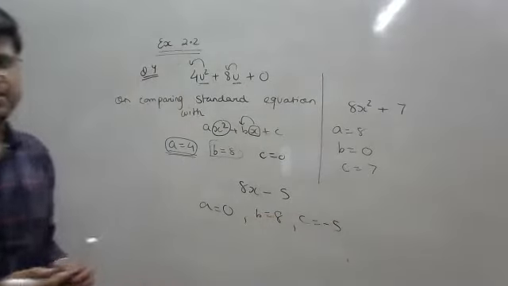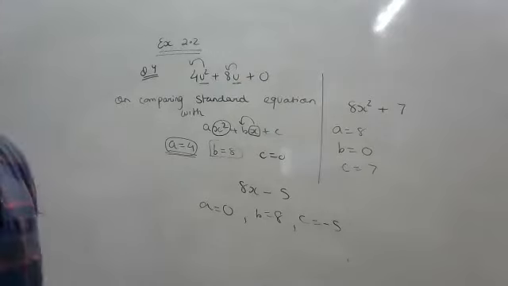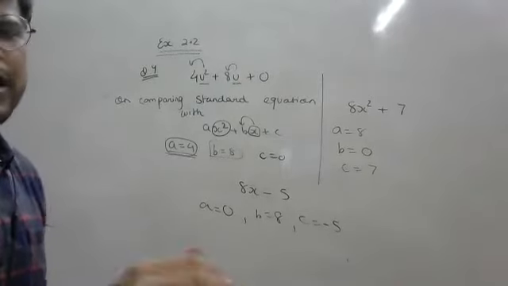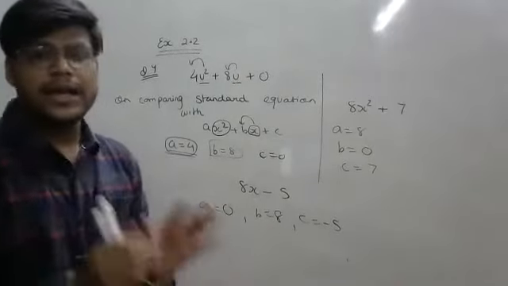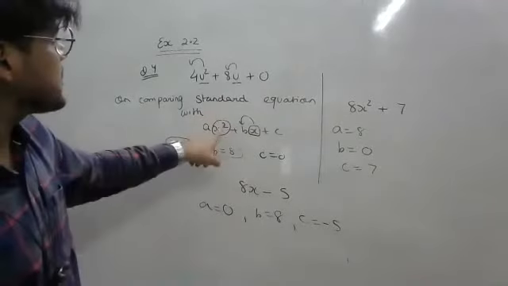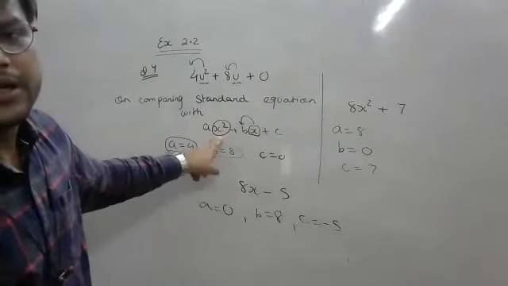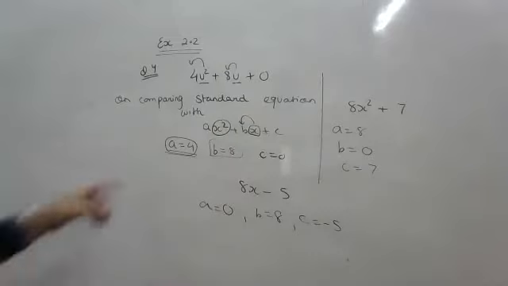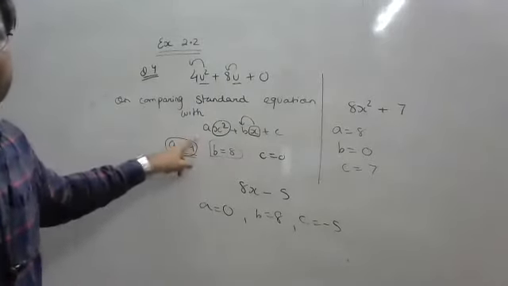Please understand this is a very important concept. The reason a is 0 is that it is not the case that the first term will always be a. You have to find the term which has the square of the variable. The coefficient of the term having the square of the variable is a.